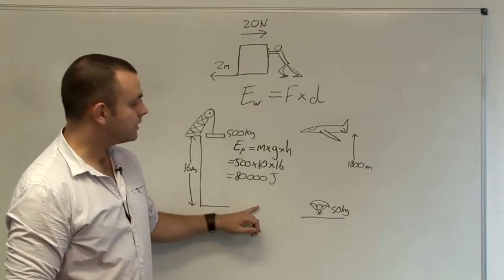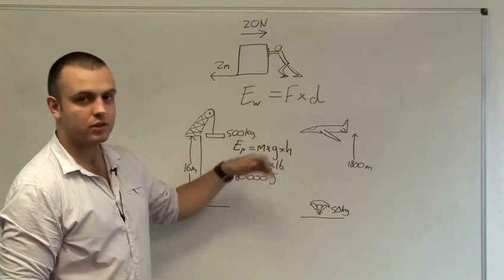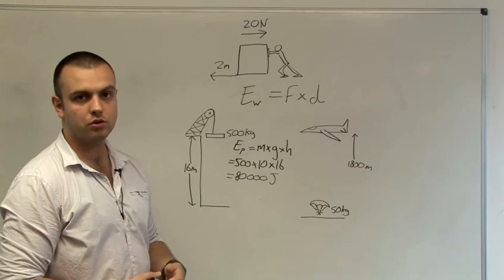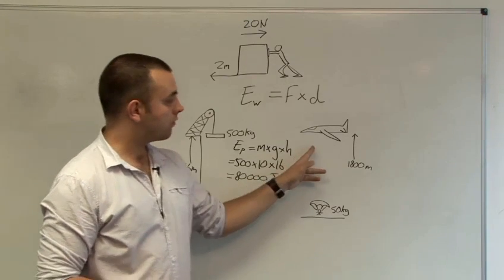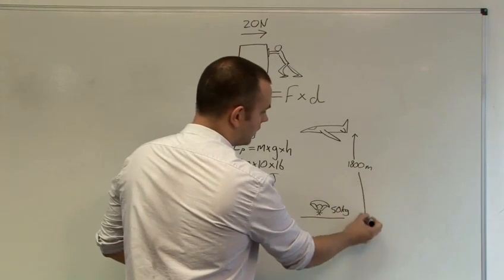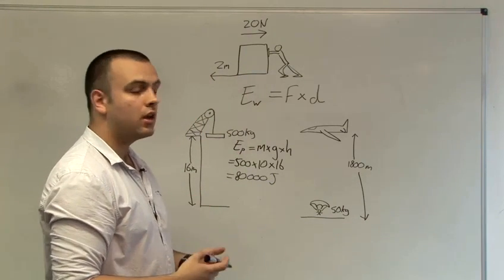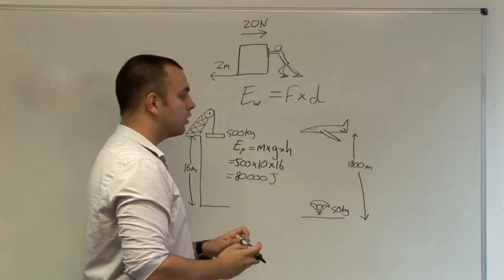Now this is a gain in energy. This does not mean that it had 0 joules at the start and 80,000 at the end. It simply means that after it's been raised this height, it's been given an extra 80,000 joules. If you have something falling, for example, a 50 kilogram skydiver falling out of a plane and falling a height of 1800 meters, that would be a loss of potential energy.